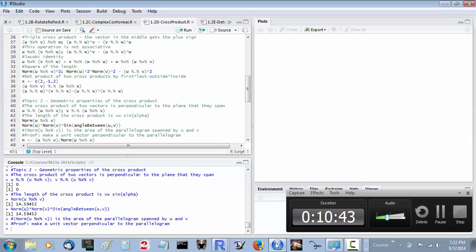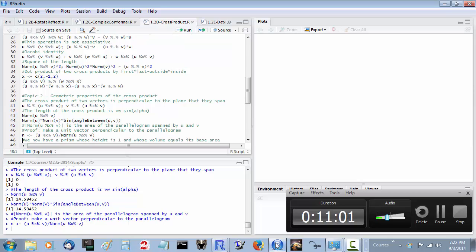We got a parallelogram. Let's make a unit vector perpendicular to that. Well, I can make a vector perpendicular to the parallelogram by taking the cross product of the two vectors u and v that span it, but that's not necessarily a unit vector. To make it a unit vector, I divide it by its length.